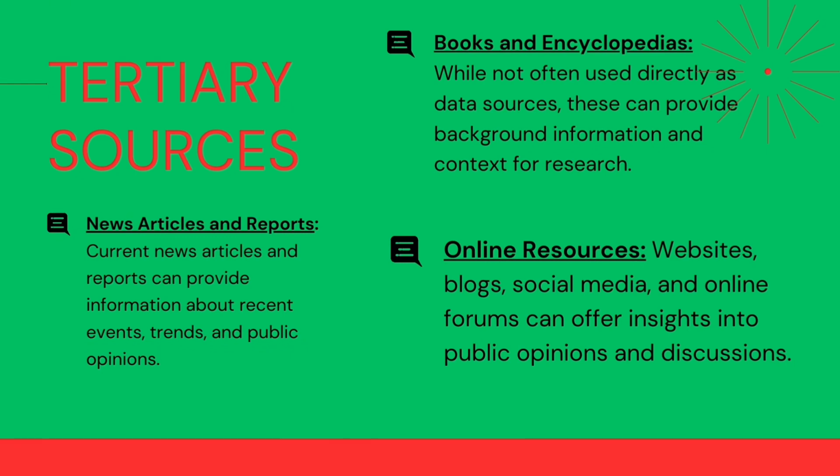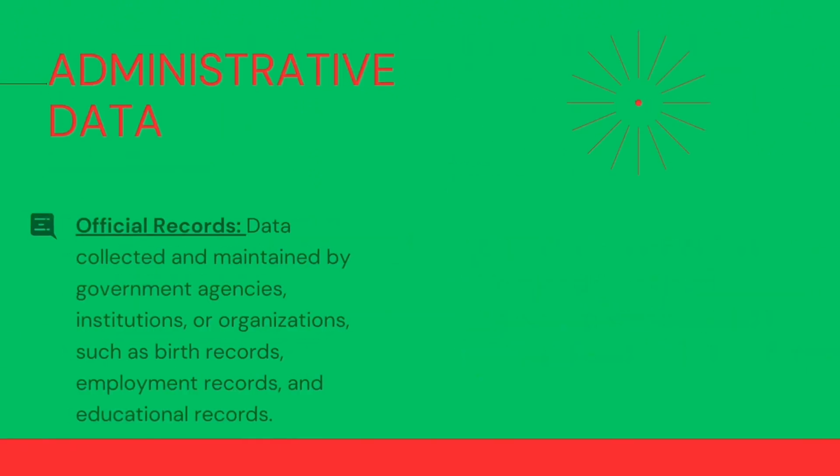News articles and reports. Current news articles and reports can provide information about recent events, trends, and public opinions. Online resources such as websites, blogs, social media, and online forums can offer insights into public opinions and discussions. The fourth source of data is administrative data, official records.